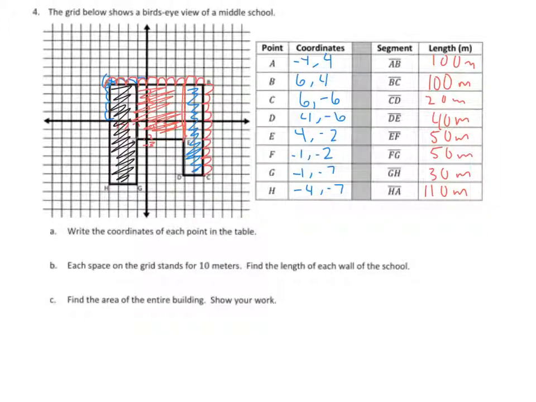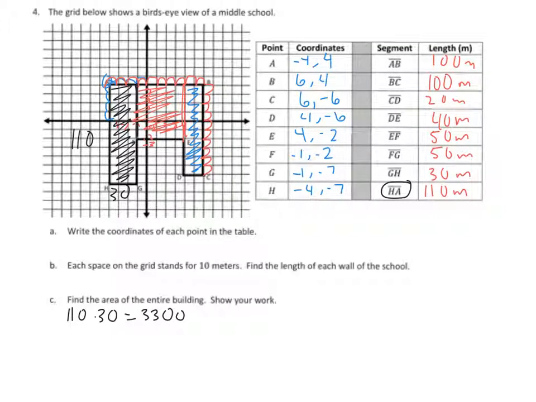We know from our table, H to A is 110 meters. So I'm just going to label that. We know from our table that HG is 30 meters. So to find the area, we would do 110 times 30. And you would get 3,300.